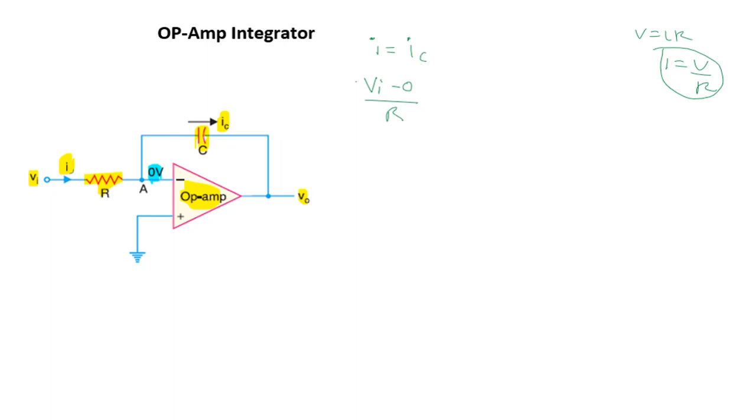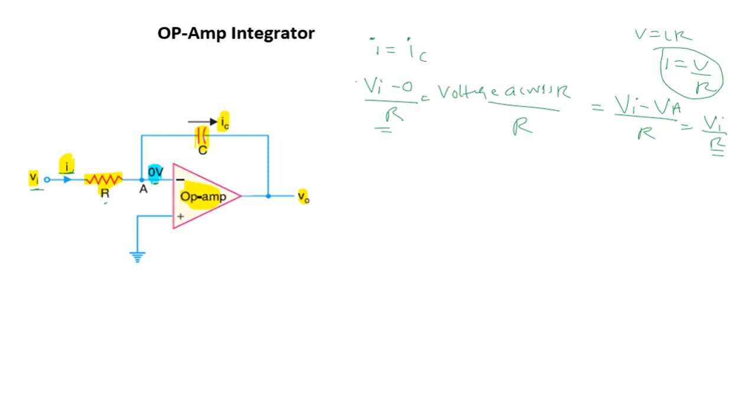I എന്ന് പറഞ്ഞാൽ Vi minus 0 potential, that is VA by R വരും. That is voltage across R by R ആണ് I. Now what is voltage across R? Voltage across R will be equal to Vi minus VA, and we know that VA is 0, so this will be Vi by R. Okay, so that's about I.